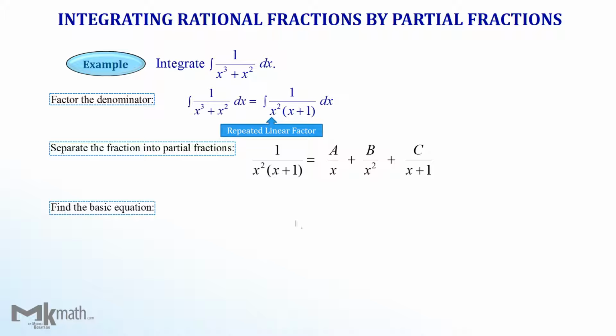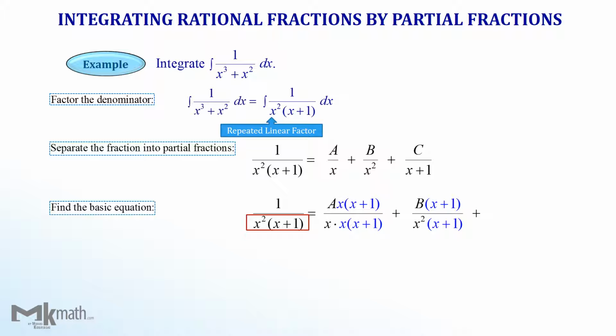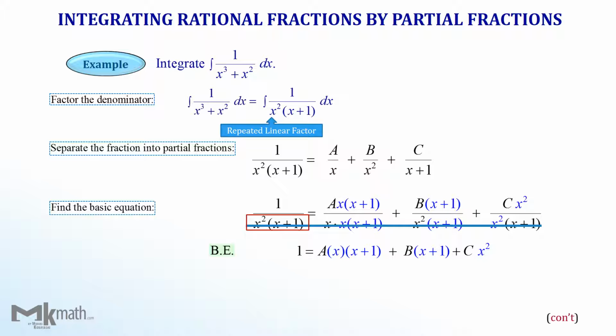Next, we make a basic equation to solve for unknown a, b, and c values. To do so, we take the common denominator as x squared times x plus 1 for all terms. Once we took the common denominator, then multiplying each term by the common denominator to get the basic equation. Basically, all numerators are called the basic equation, which should be used for solving a, b, and c values.